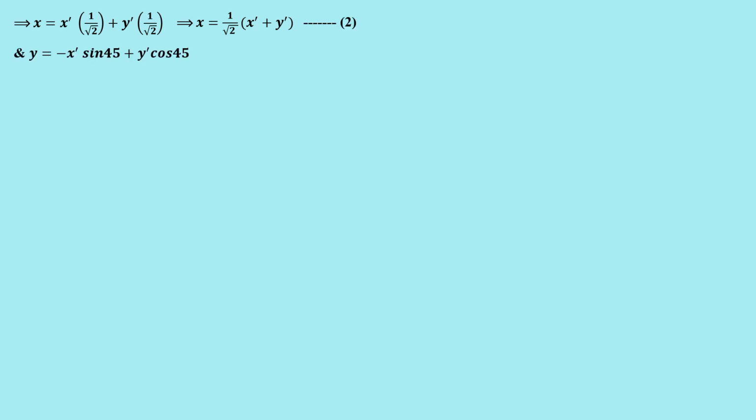Similarly, y is equal to minus x dash sin 45 plus y dash cos 45. So y is equal to minus 1 by root 2 x dash plus 1 by root 2 y dash. So y is equal to 1 by root 2 times (minus x dash plus y dash). The first one is equation number 2. This is equation number 3.